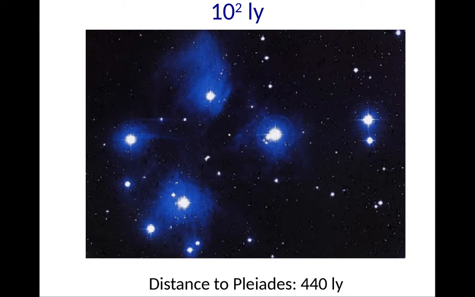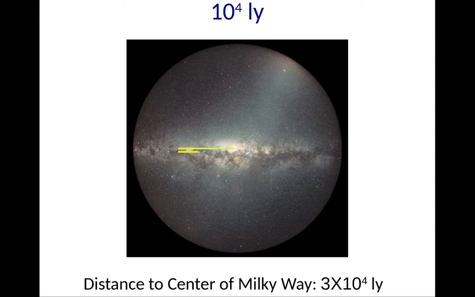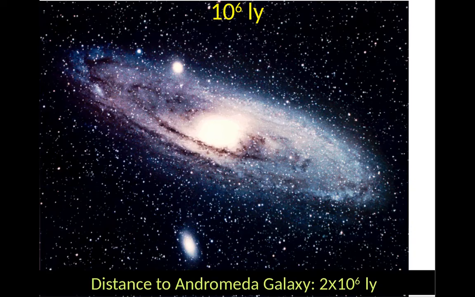At 10⁴ light years, now you're talking about basically the size of the galaxy. For instance, the distance to the center of the Milky Way is roughly 3 × 10⁴ light years, 30,000 light years or so. And so that's basically the distance to the center of the galaxy.